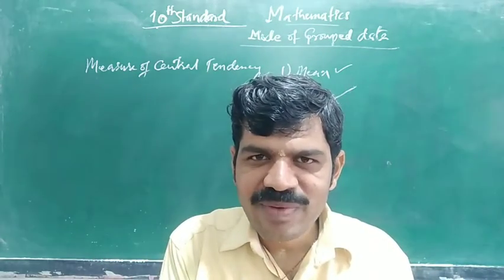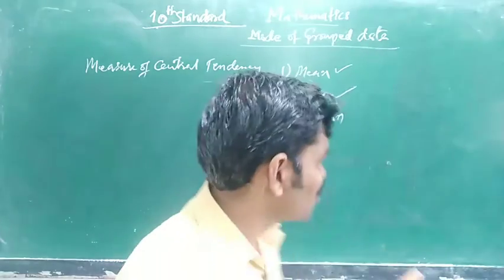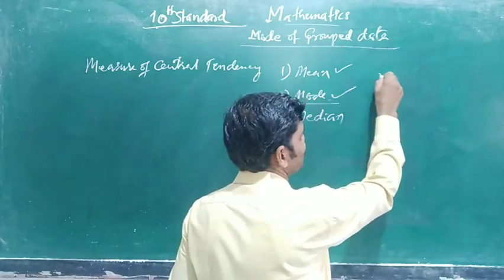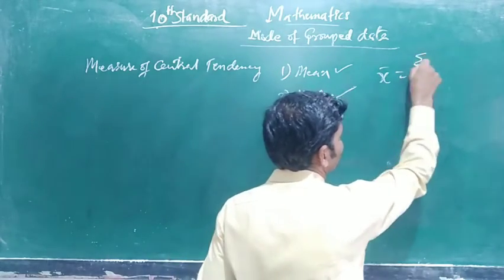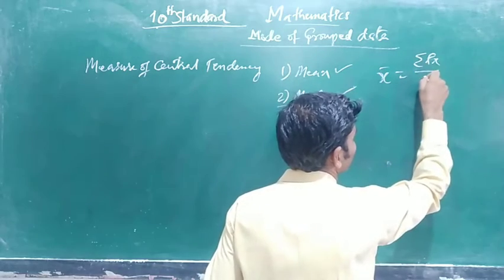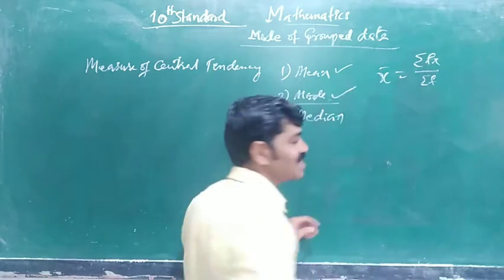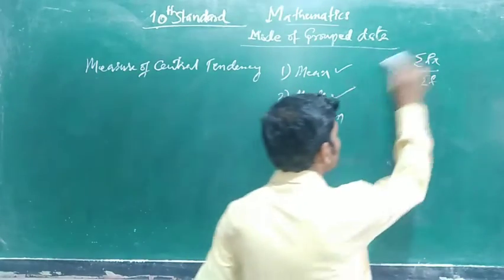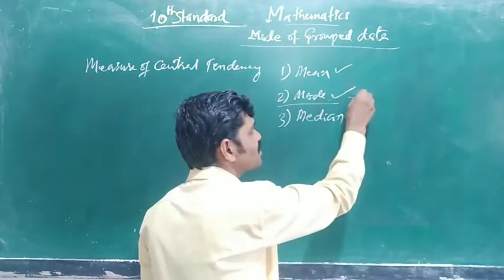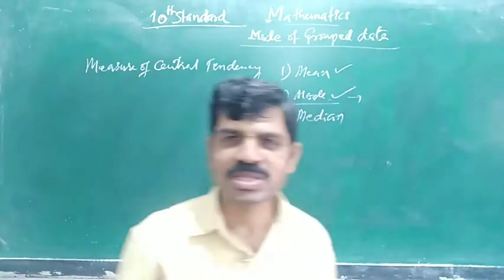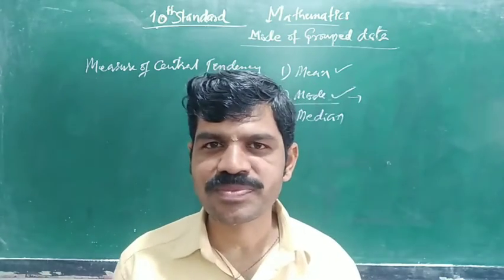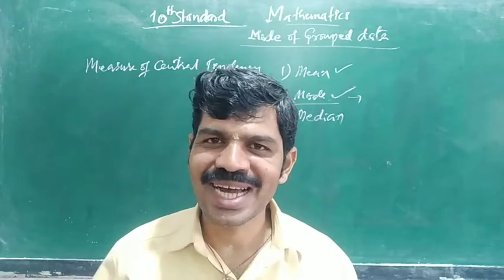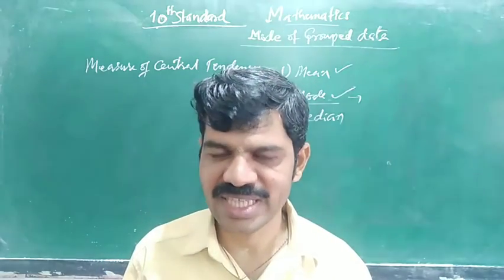Mean means the sum of the data divided by the number of the data. So we know that x bar is equal to summation of fx by summation of f. This is the formula of mean that we have already discussed. Then what about mode? Mode is the highest number of frequency.